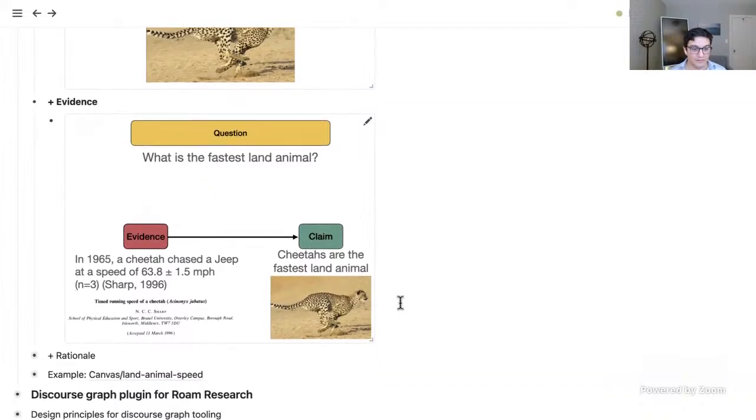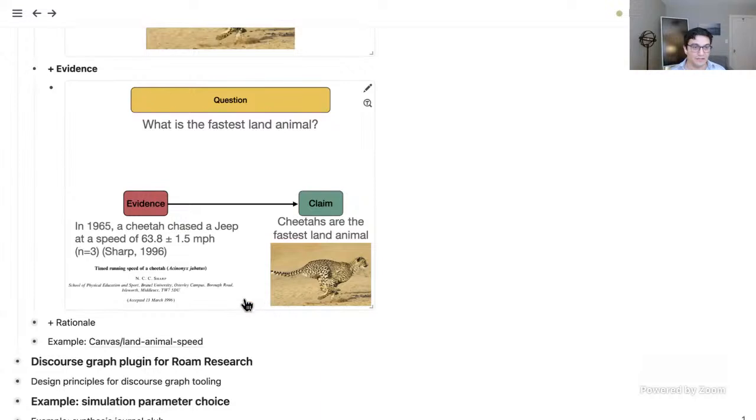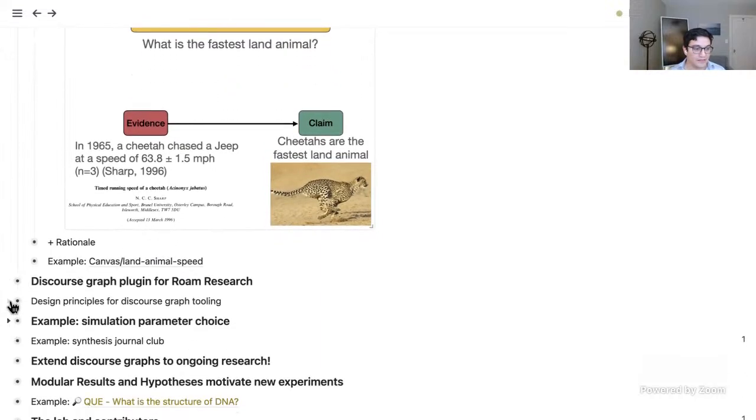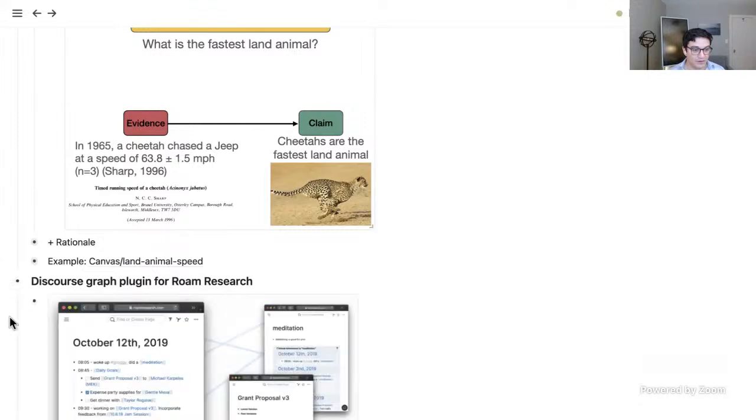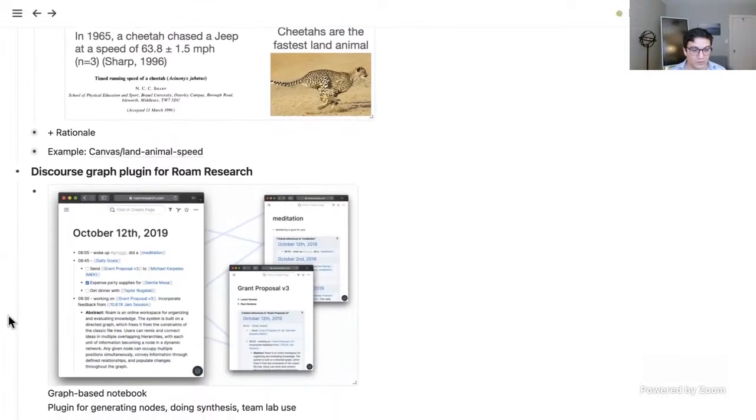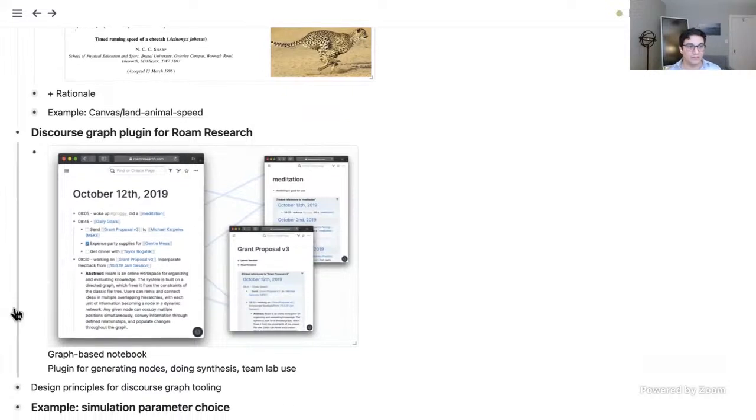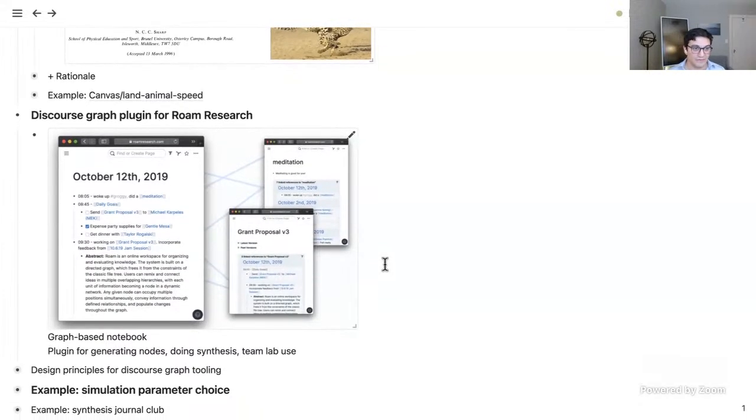for ongoing research. Okay, so how do you put this schema into practice? This is largely thanks to the plugin that Joel developed as part of his research program that we've also been running with. So this app that I'm using to present right now is called Roam Research, and we built a plugin within Roam Research to enable synthesis with discourse graphs.